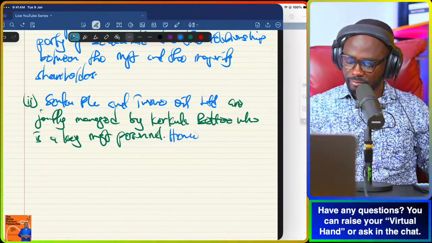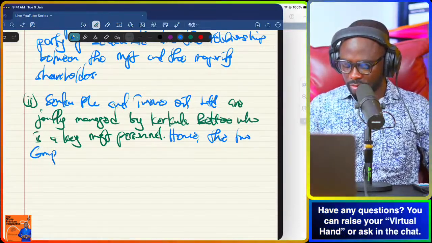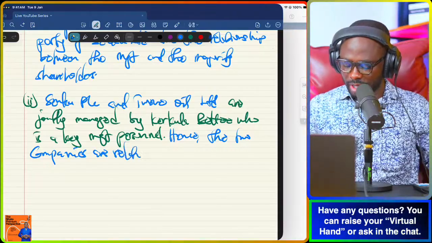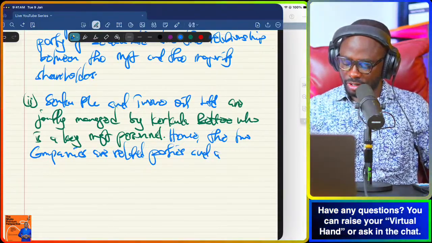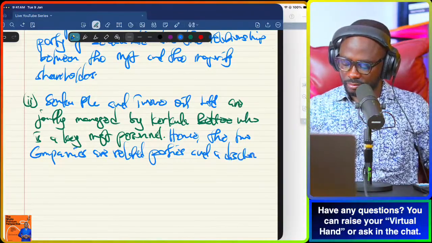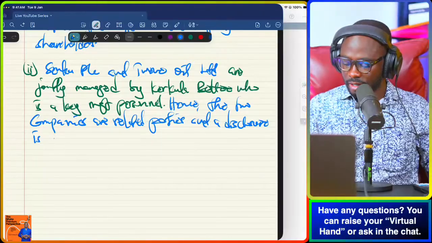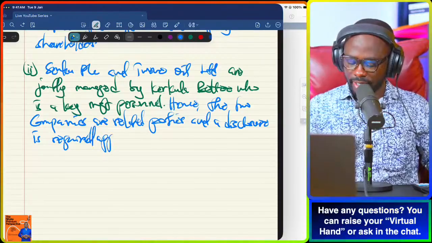Hence, the two companies are related parties and a disclosure is required. Or we can say is appropriate.